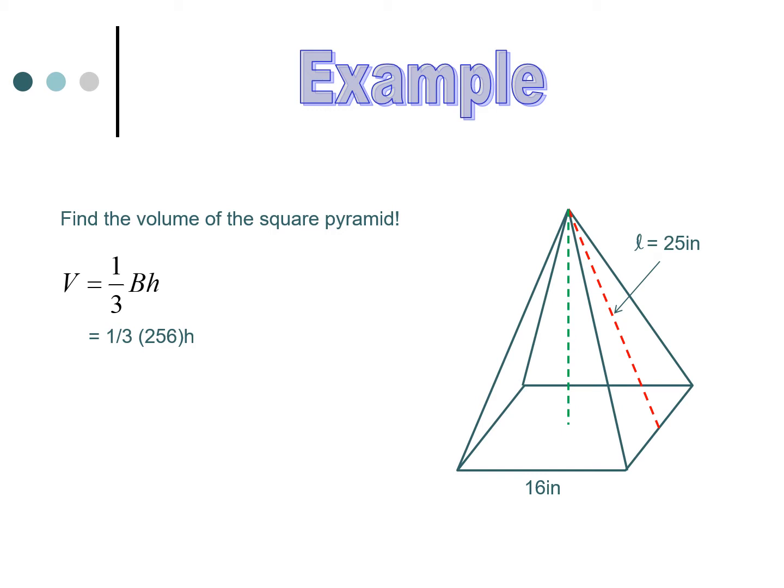Here's the height. To help solve for the height, it would be helpful if we drew in a right triangle like that. Notice that the base of that triangle is 8 inches. It's half of the 16 that you see there. Go ahead and use the Pythagorean theorem to solve for the height. I'll give you a few seconds.